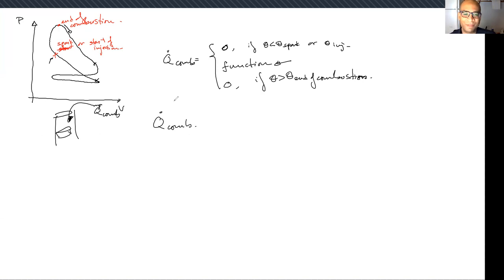Actually, it's going to be based on a value XB, which is the fraction burnt. XB is going to go from 0 to 1. So it's 0, nothing is burnt, nothing is burnt, and then bam, it comes to the start of injection, and it starts. If I plot my function XB versus theta, in red, it's going to be zero until we have theta spark, let's say, and then it's going to have this general shape. At first it's slow, then it accelerates, and then it slows down.